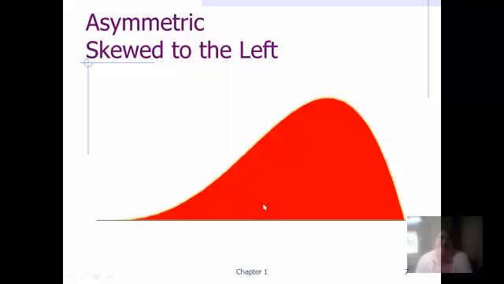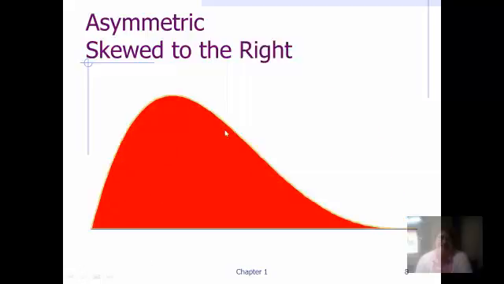Now, when we have asymmetric distributions, they are skewed, and you look at where the tail points to. So in this slide, the tail points to the left, so this is a left skewed distribution. Now in this one, the tail points to the right, so this is a right skewed distribution.